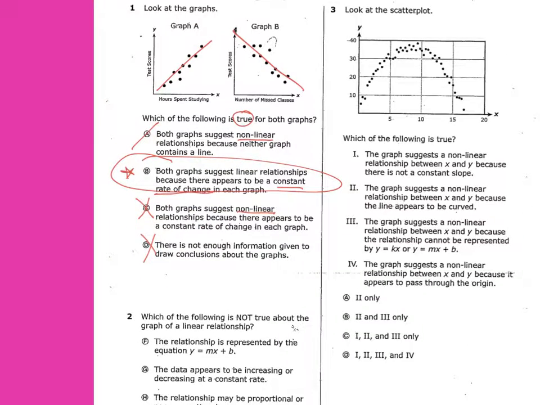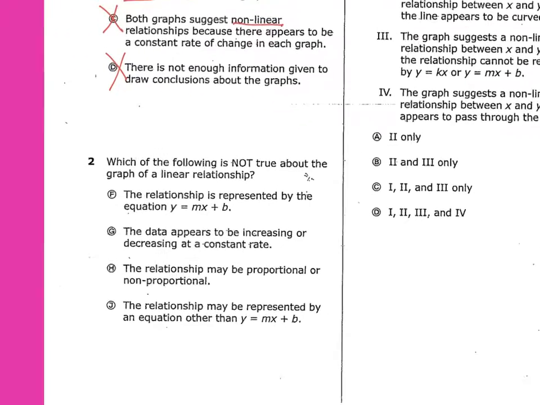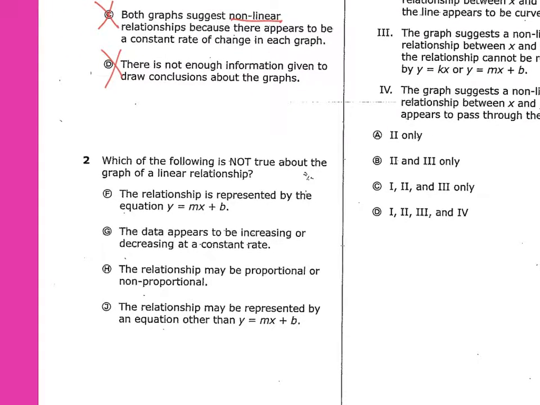Okay, and then number 2, which of the following is not true about the graph of a linear relationship? Not true. So we're looking for one that's not going to work. F, the relationship is represented by the equation y equals mx plus b. That would be true because that is a linear equation. So that's true.